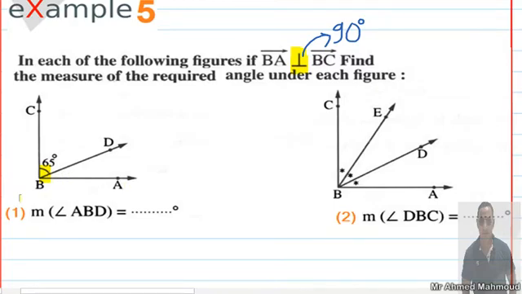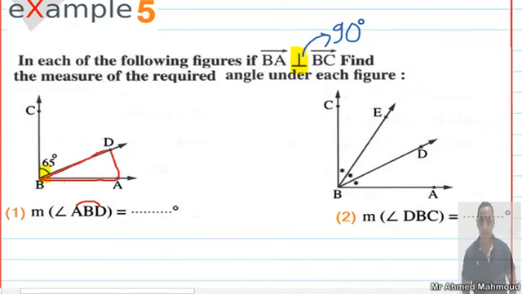This is a right angle ABC, and we need to find the measure of angle ABD. First we need to learn how we read the angle ABD, from A to D. A, B, D. This is the angle we need.